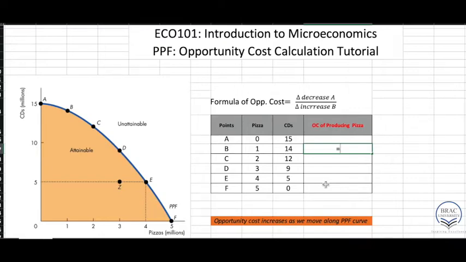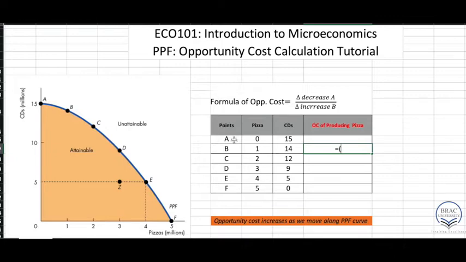So, on the numerator, we have change in decrease of product A. In this case, if we are making more pizza, what is decreasing? CDs. Wonderful. And if we are producing pizza, then what is increasing? Obviously, pizza. So product A in this case is CD, product B in this case is pizza. Now, the formula should go something like this.